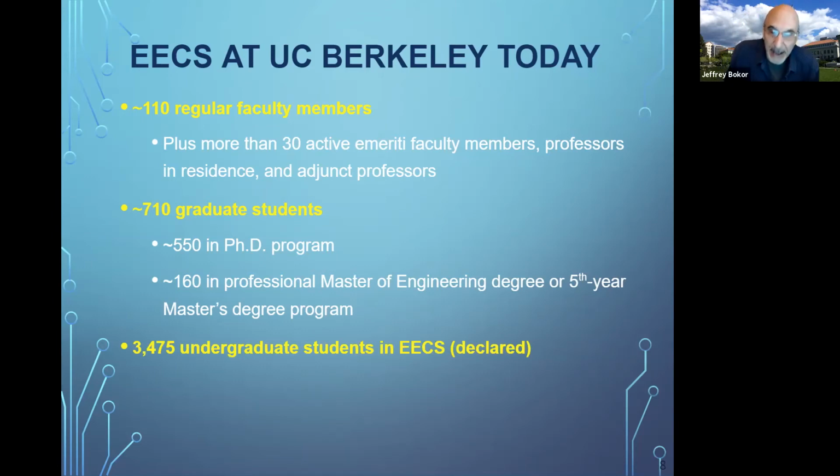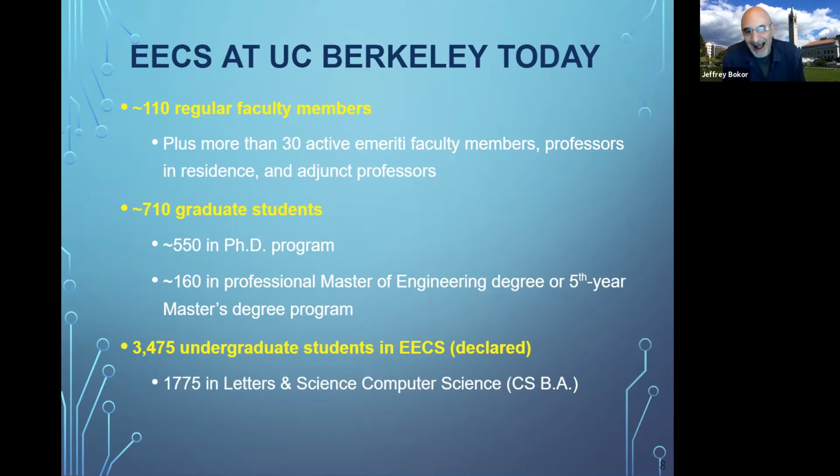Now, here's the number you're probably most interested in. We have almost 3,500 undergraduate majors in our department. And that includes both the EECS major and the computer science major. I'll tell you a little bit more about that coming up.